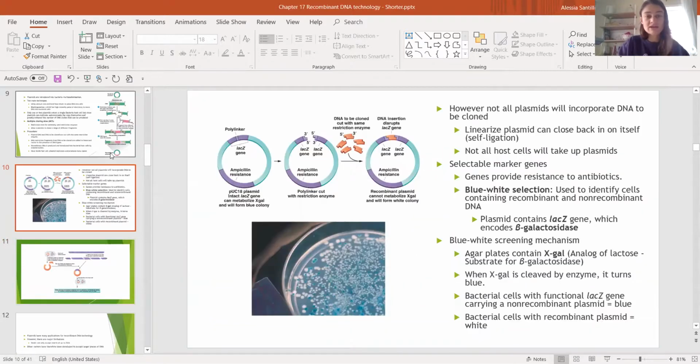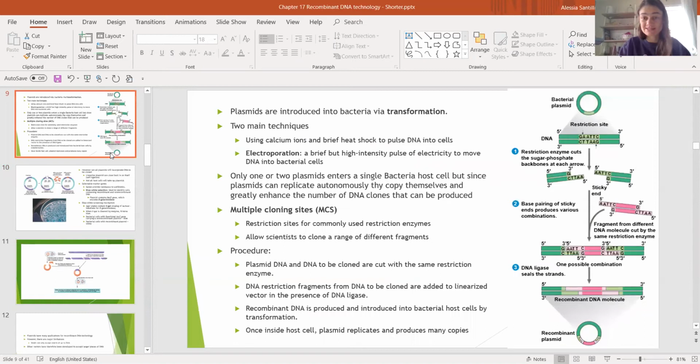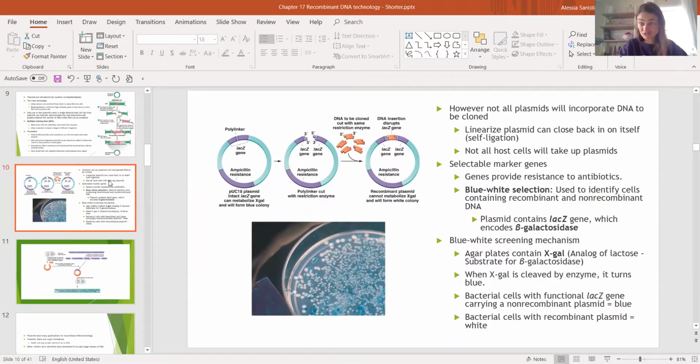Make sure you go over the actual pictures, because I'm sure the pictures on the slides are way better than the pictures that I drew, even though I'm quite proud of my color coordination.